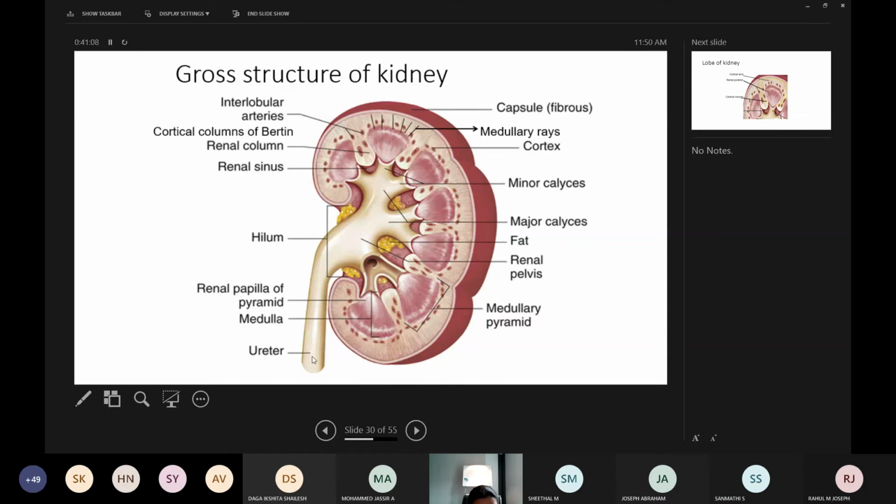This renal pelvis will continue as ureter at the lower pole of the kidney. There is no anatomical marking like that. The pelvis continues as ureter at the lower pole of the kidney. There is no junction between that. It is just the imaginary line which passes along the lower pole of the kidney. Pelvis is a dilated part. Then around the pelvis we have the perinephric fat. That is about the gross structure of the kidney.